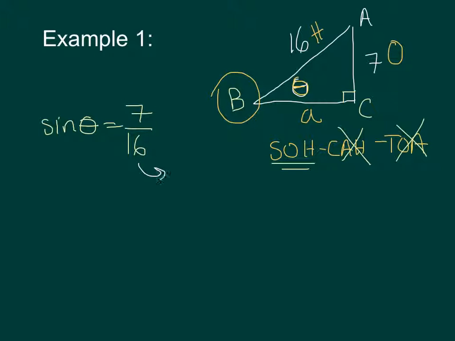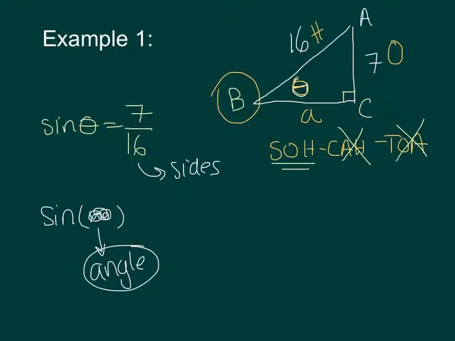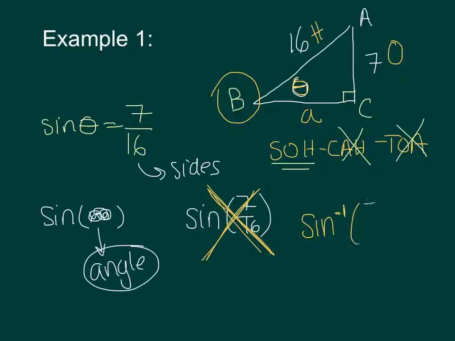These are sides. Whenever we write sine and then put something in the parentheses, that has to be an angle. You cannot put sides inside the sine. So when you have sides, never put them inside the sine. Instead, we're going to use something called the inverse sine. It looks like this, sine to the negative 1. And we can put our 7 over 16 into that.